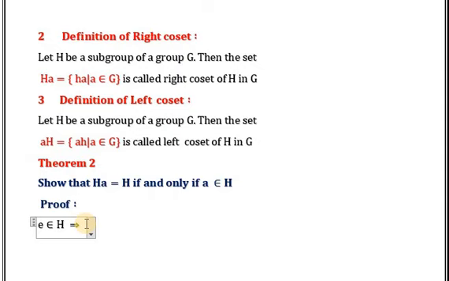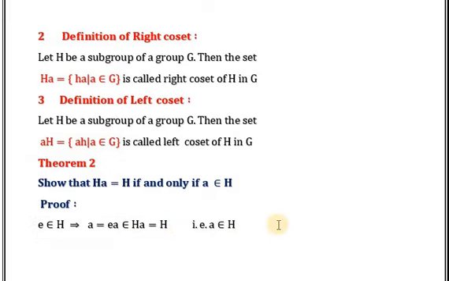When E belongs to H, this implies A is equal to E into A. When you are operating with the identity element, you get the same element. So, for all A belongs to H, A is equal to EA, which belongs to HA. A is written as E into A. E into A is also present in HA. Therefore, HA is equal to H. That is, A belongs to H.